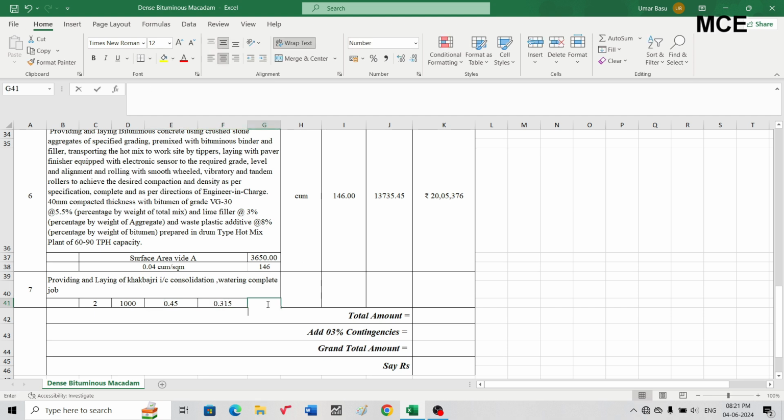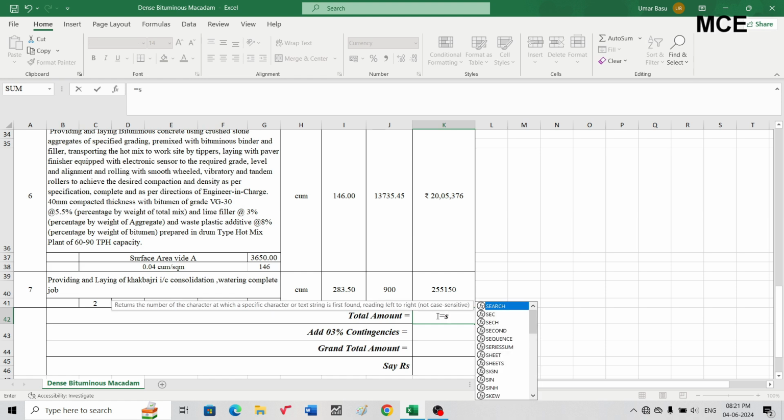So total quantity for this will be 2 multiplied by 1000 multiplied by 0.45 multiplied by 0.315. This is 283.5 cubic meters. Unit cubic meters, quantity 283.5 cubic meters. Rate is the LMR, lowest market rate. Let us take it 900 Indian rupees per cubic meter. And amount for this will be 283.5 multiplied by the rate per cubic meter, which is 900. So total amount will be 2,55,150 Indian rupees.